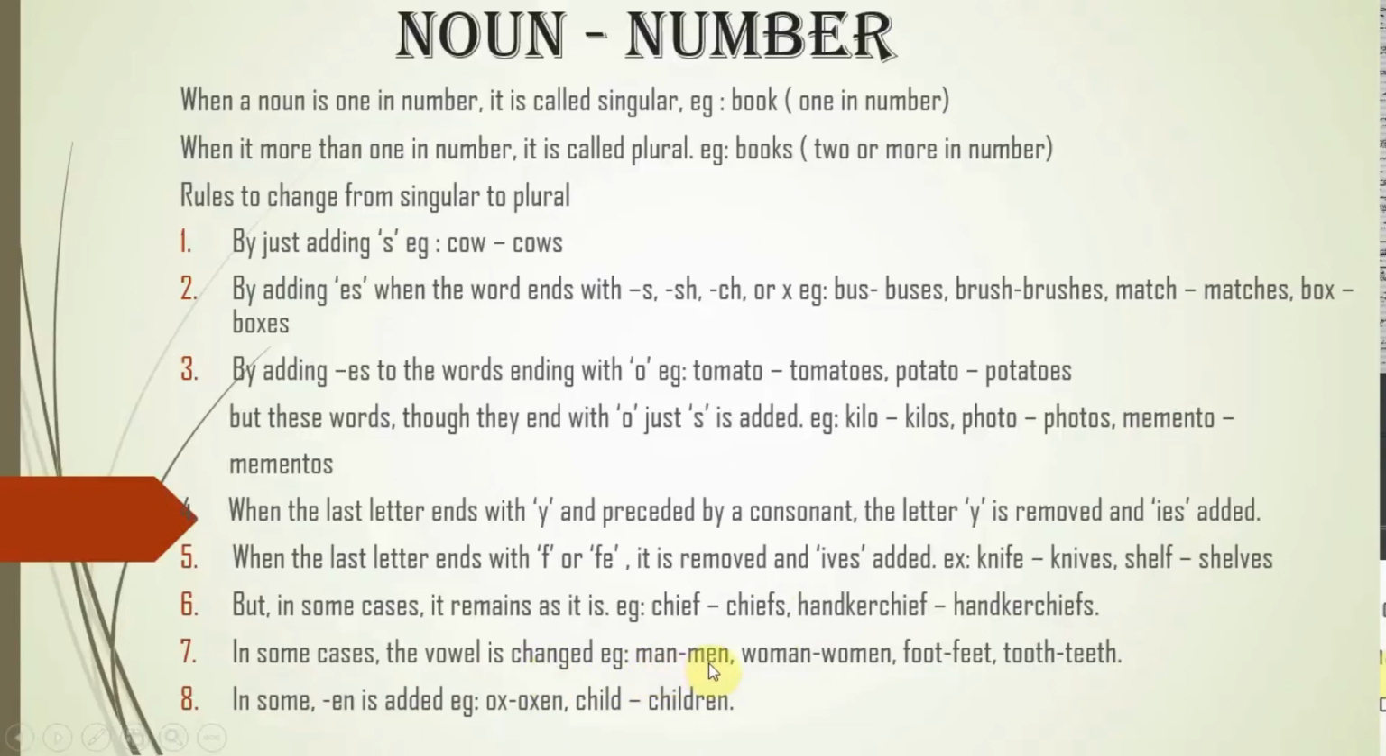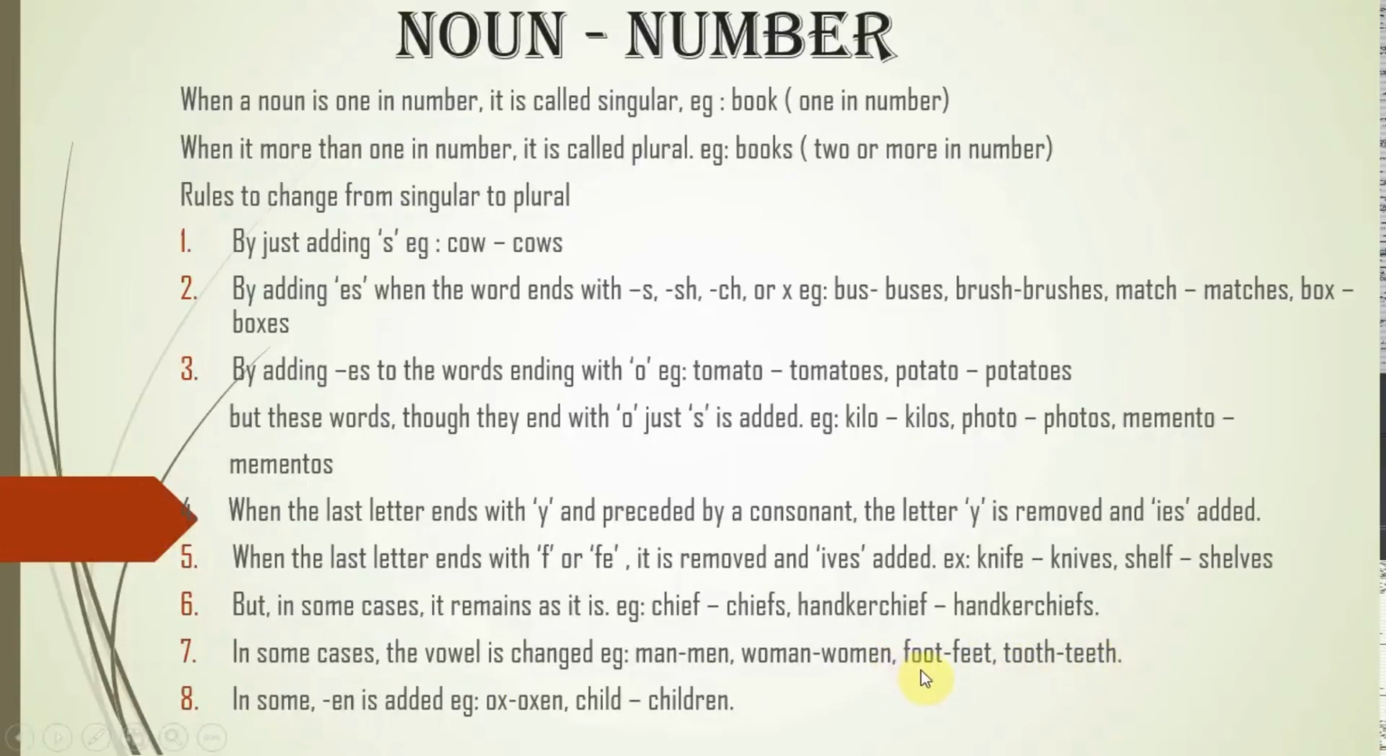In some cases, the vowel is changed totally, in the middle especially. Man, men, woman, women. See the pronunciation, you should be very, very careful. If you don't learn at this stage, later on it is not possible to change yourself. So be very careful with the pronunciation. Man, men, woman, women. It's women, not woman. Foot, feet, tooth, teeth. Here, double O is removed, double E is added. In the same way, double O is removed, double E added.